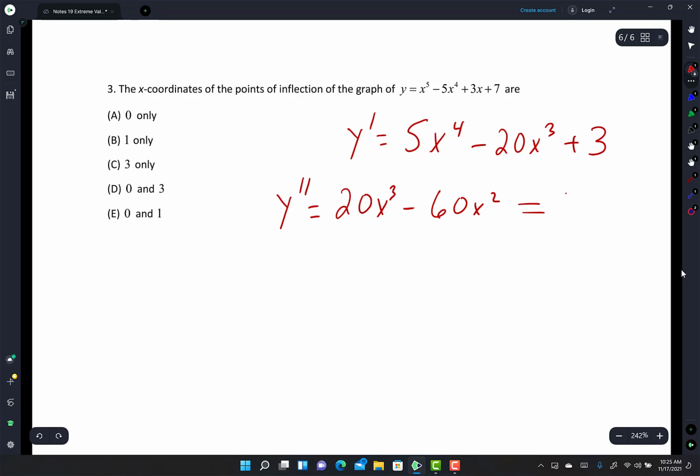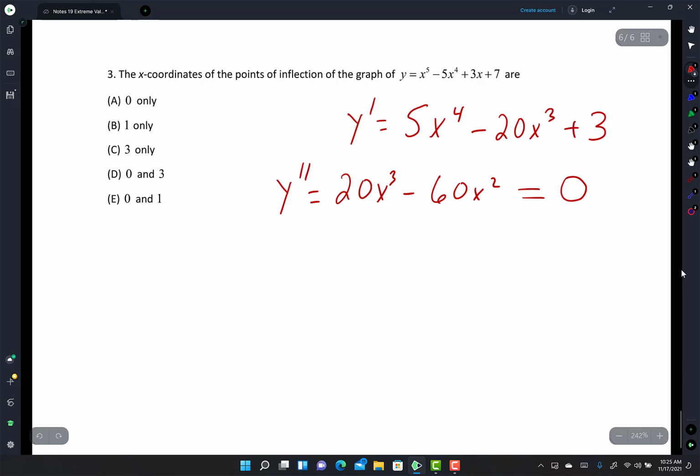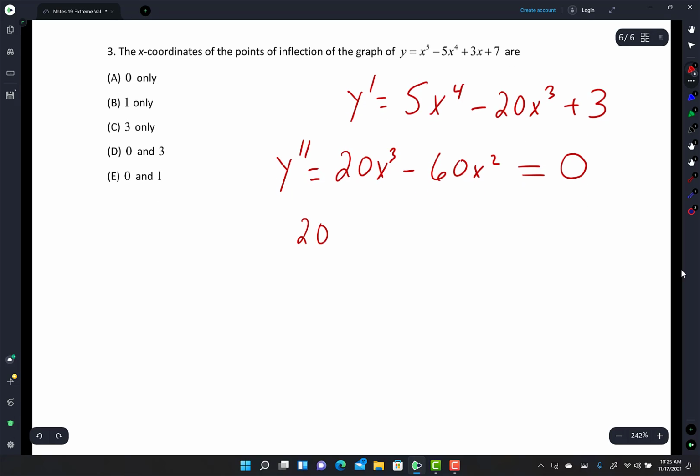I'm going to set this equal to 0 because if I do have a point of inflection, remember, what are we looking for? Where the second derivative changes signs. If the second derivative changes signs, I have to cross the x-axis. Yes or no? Can we do this without a calculator? Yeah. Factor out a 20x squared, open parenthesis.